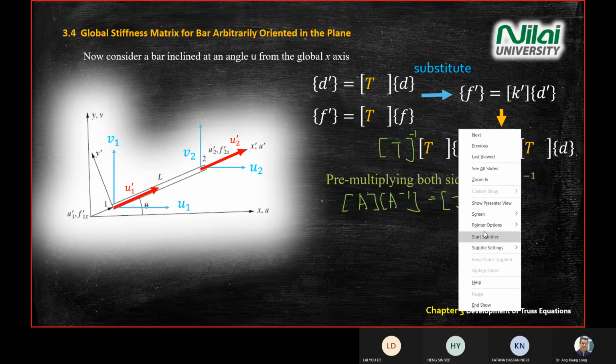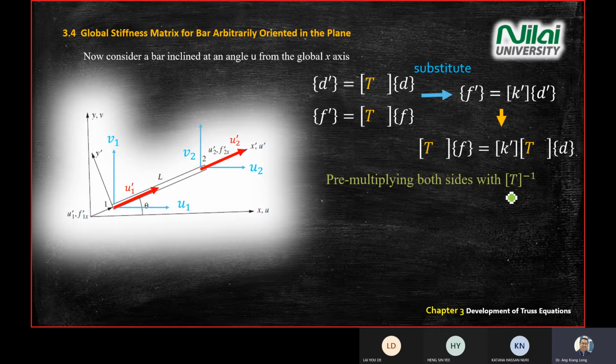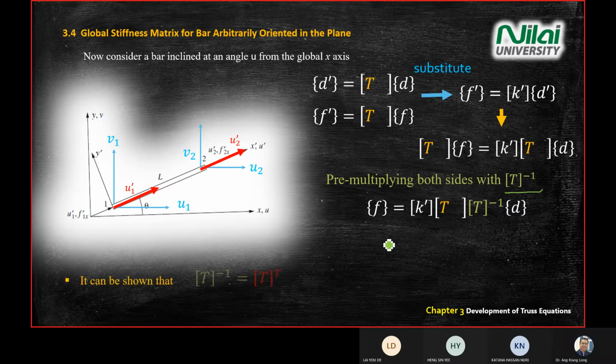This is just a strategy in mathematics. So again, how to do the inverse matrix? Go back to your calculus chapter. So when you multiply both sides by T minus 1, the inverse matrix, this side cancels, you only have K prime T, and this side you have T minus 1.